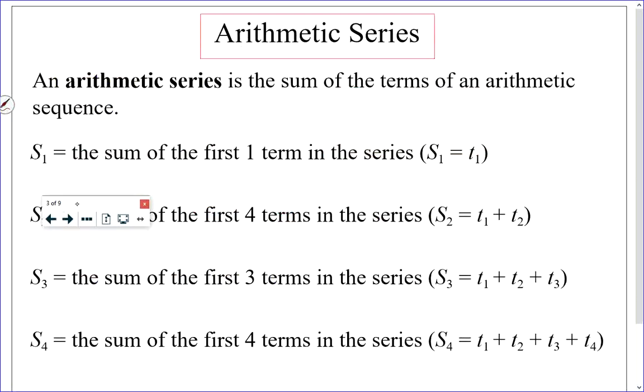We then learned what an arithmetic series is. An arithmetic series is simply the sum of the terms in an arithmetic sequence. So, when you talk about, I'll just jump down to S3. What does S3 mean? It means T1 plus T2 plus T3. What does T3 mean? It just means the third term.